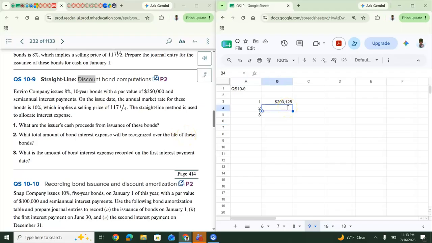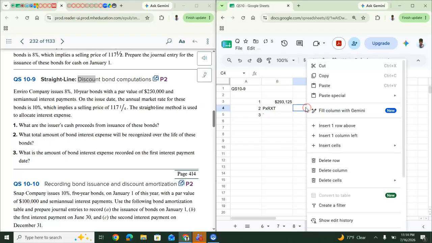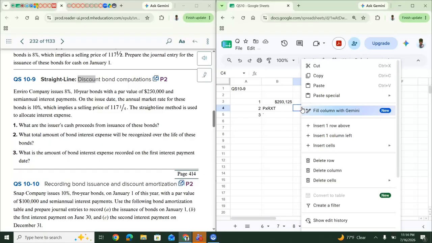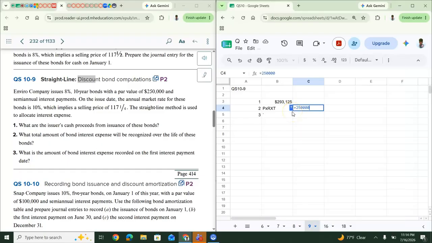Let's see. You're going to take the P times R times T formula. Principal times rate times time. P also stands for par. So this will be equal to 250,000, and star for multiplication times. Now the interest rate that you use is the stated rate, which is the 8%, 0.08.